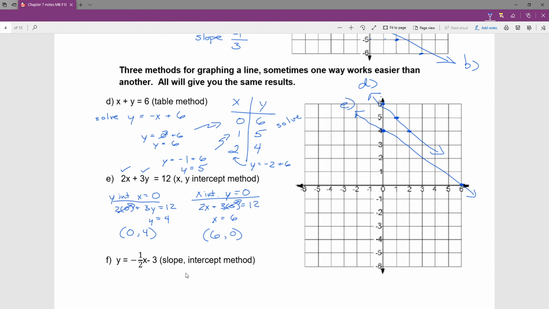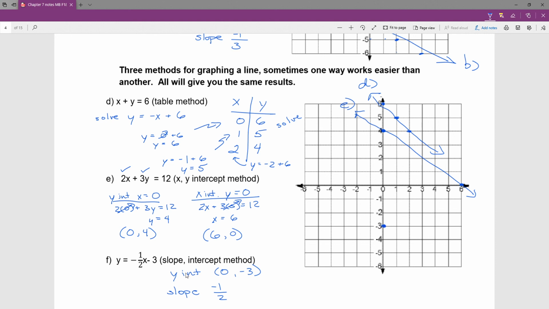The slope-intercept method for this one is particularly useful because it's already solved for y. I can see that I have a y-intercept of 0 and -3. No crunching of numbers required. That's why I think I like this one. And a slope, because I have an m value of -1 over 2. So putting that on the graph, it's really just about reading the information out of the equation.